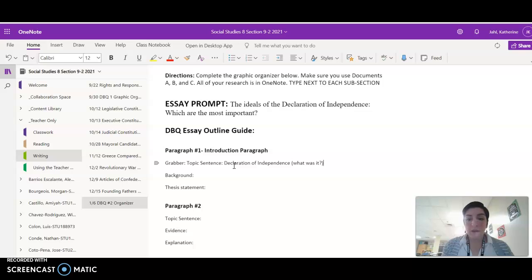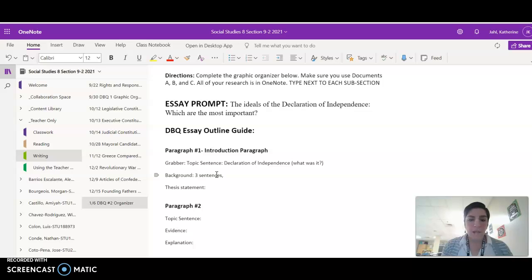Now, you don't have to spend forever. If you just say one sentence like, the Declaration of Independence broke the United States away from England, and you give the date of when it was written, that's one sentence. That's not very long. Background, this is probably about 3 sentences.